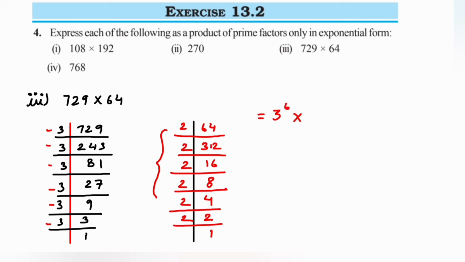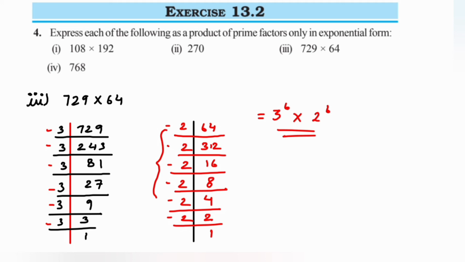Now let's take the 2 factors. The 2 factors are 1 2 3 4 5 6. So this is 2 to the power 6. That's it. This is the final answer here. So 729 multiplied by 64 is 3 to the power 6 multiplied by 2 to the power 6.